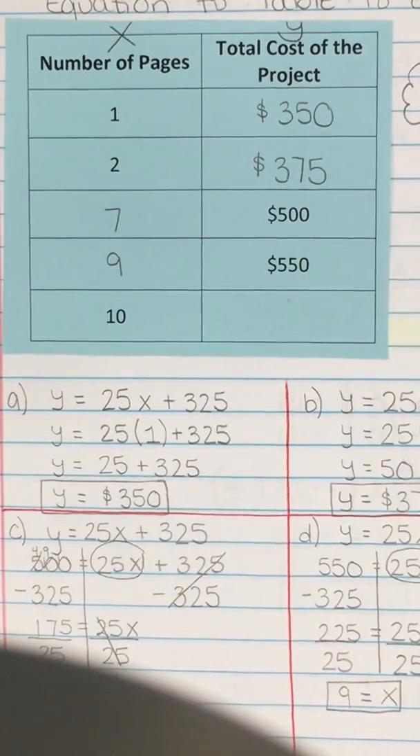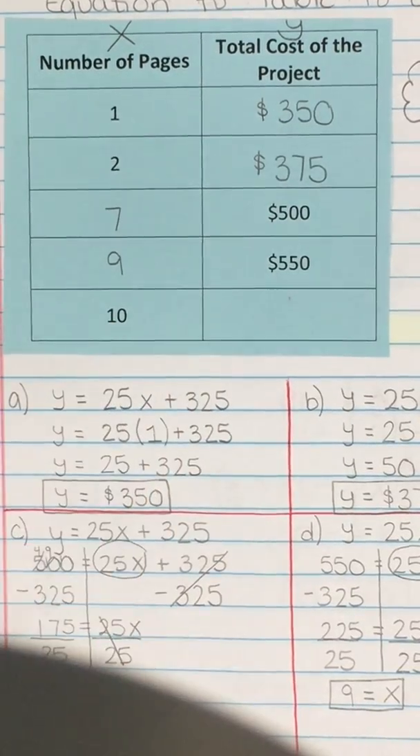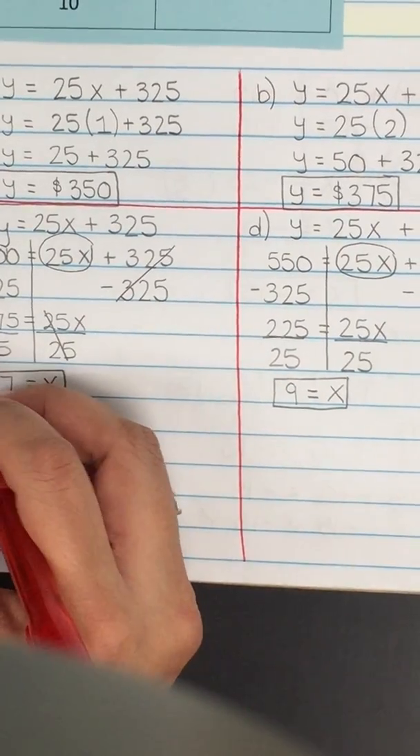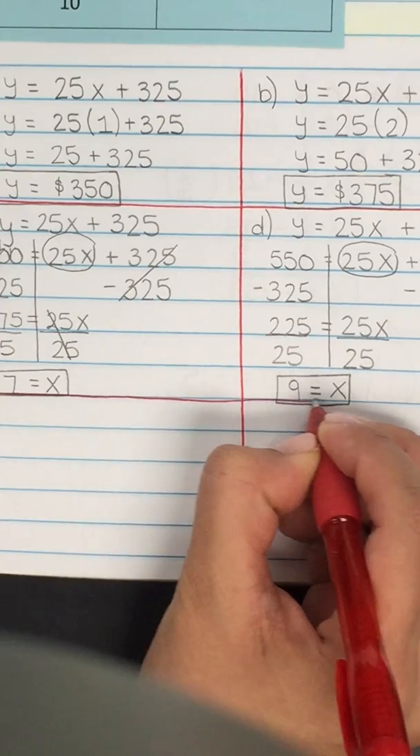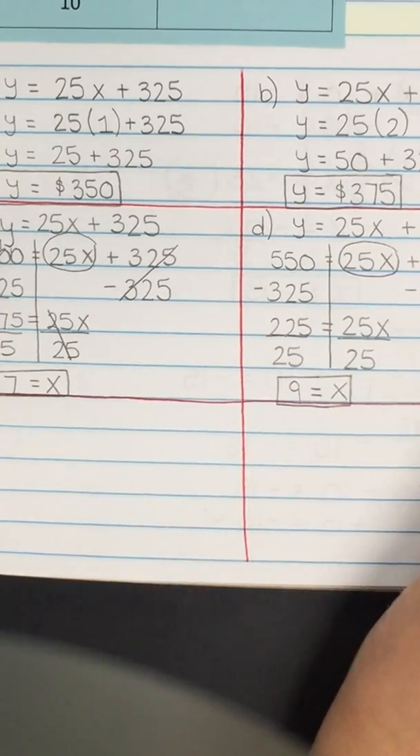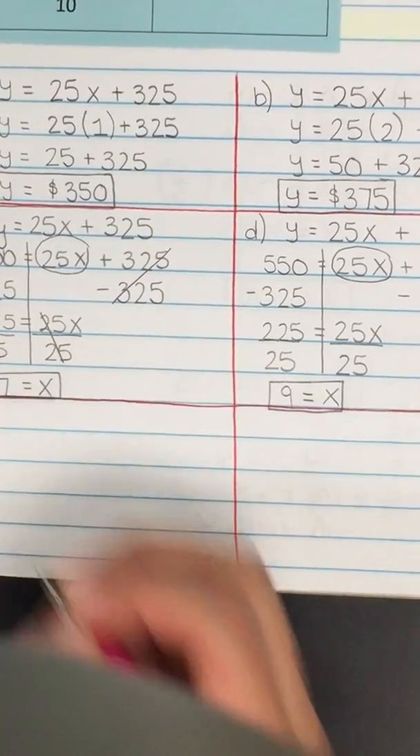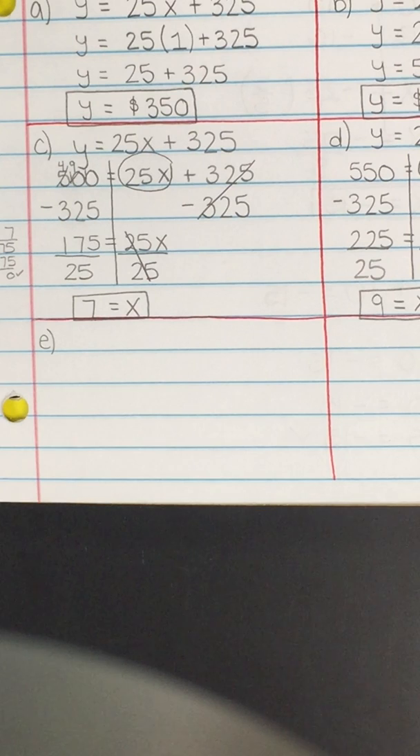And last but not least, section E. Go ahead and grab your grading pen one last time. Organize our work here. This is section E. And I want you to do this one completely on your own. I'll give you about a minute and then I'll go over it.